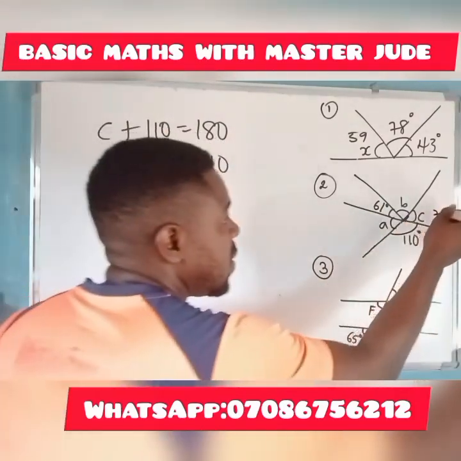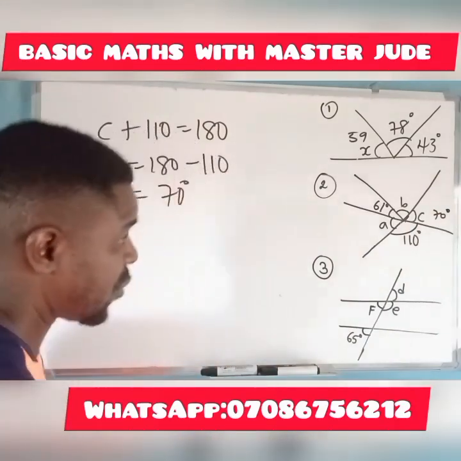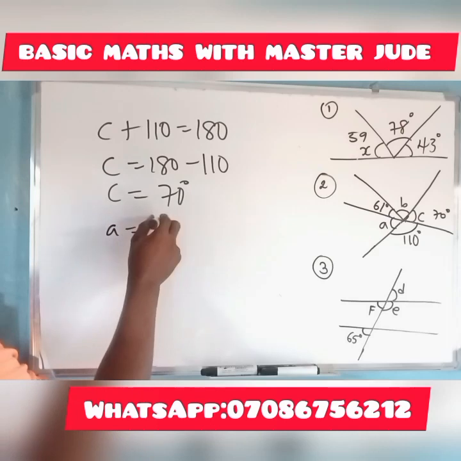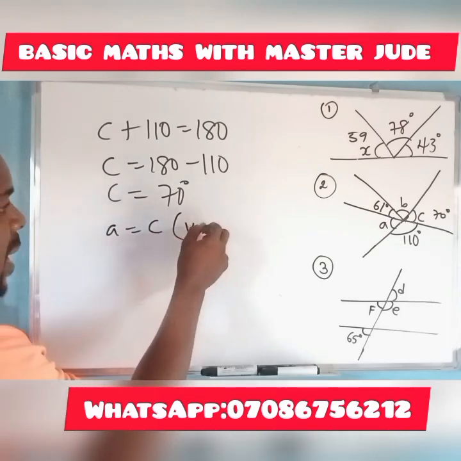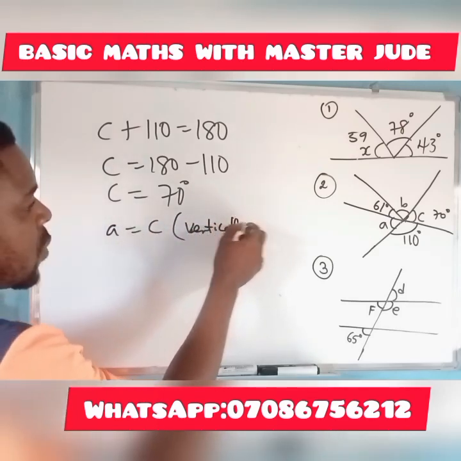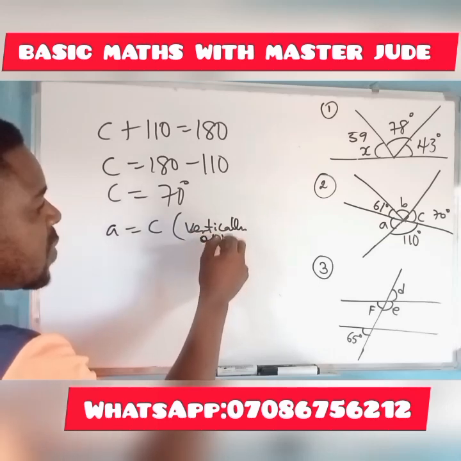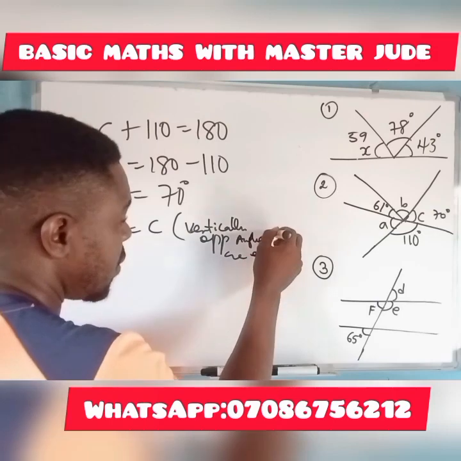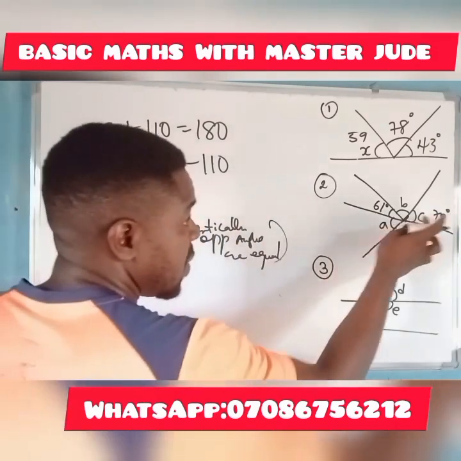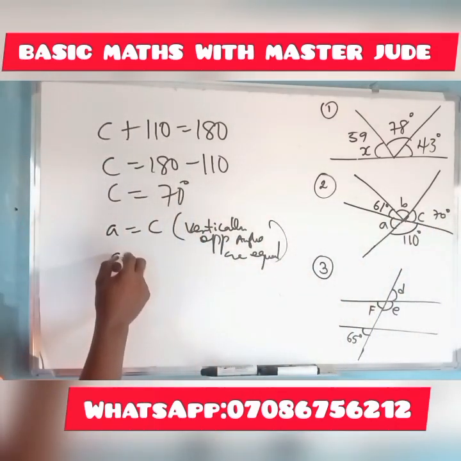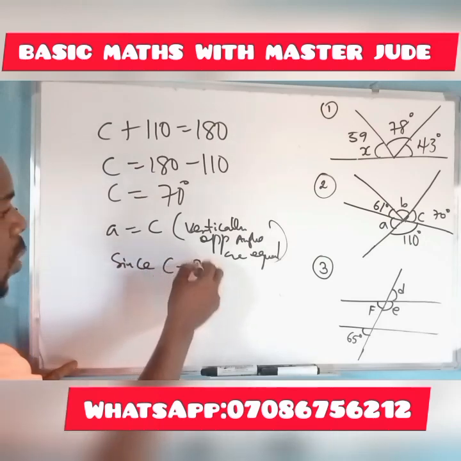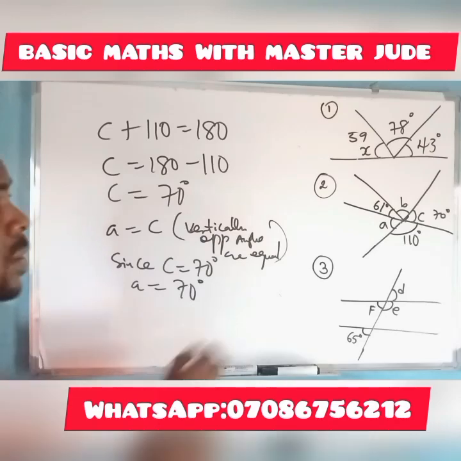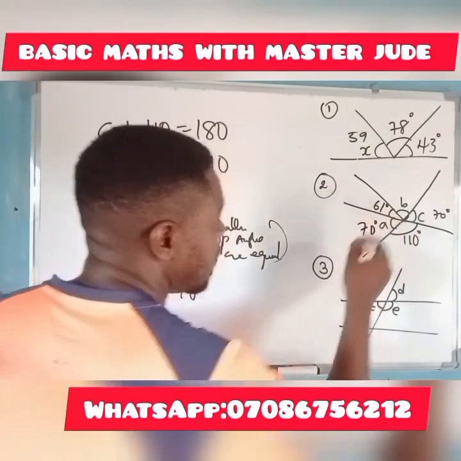Now if C is 70 degrees, automatically A is 70 degrees, meaning that A is equal to C. That is vertically opposite angles. Vertically opposite angles are equal. That is the reason. A is equal to C, and since our C is equal to 70 degrees, A is equal to 70 degrees. So we've gotten our A to be 70 degrees.